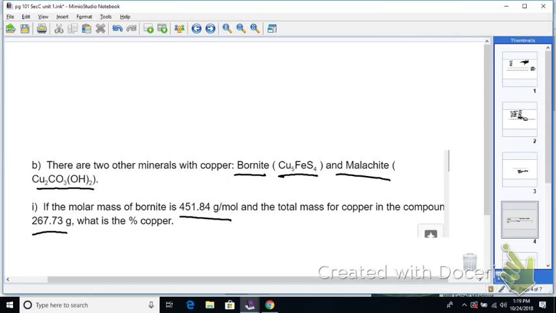We were doing some. For this first one, all you guys took was 267.73 divided by 451.84, right? Times 100. What'd you guys get for percentage? 59%. Sounds right. And then the other one, you had to take it a little bit further, right?